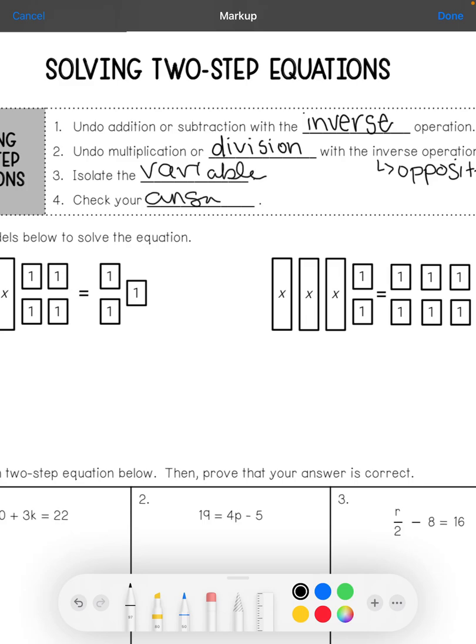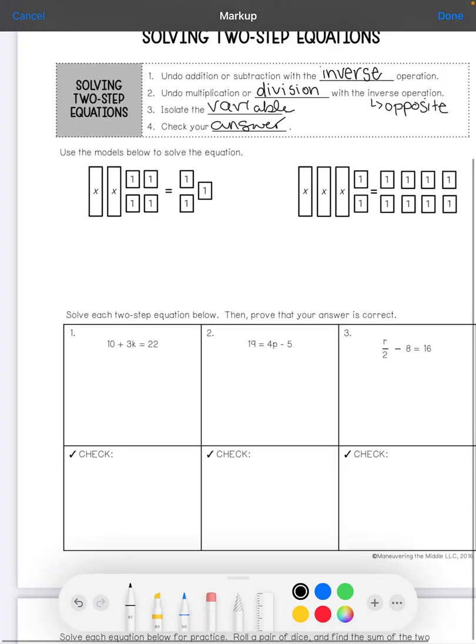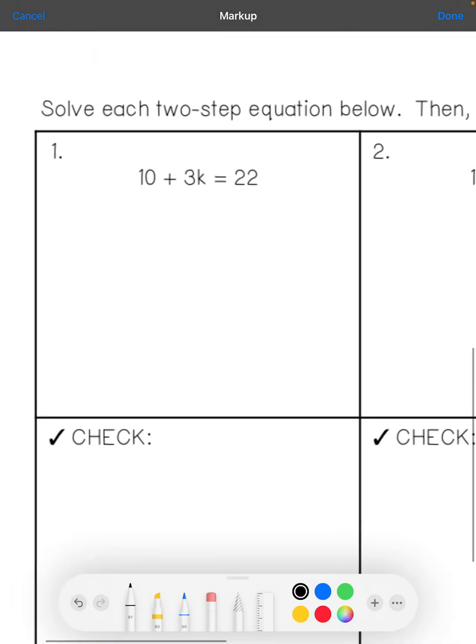Cool. Then you isolate your variable. And the last thing that you do is you check your answer to make sure that you're right. So let's put this into play right down here. Let's look at this. We have 10 plus 3k equals 22.